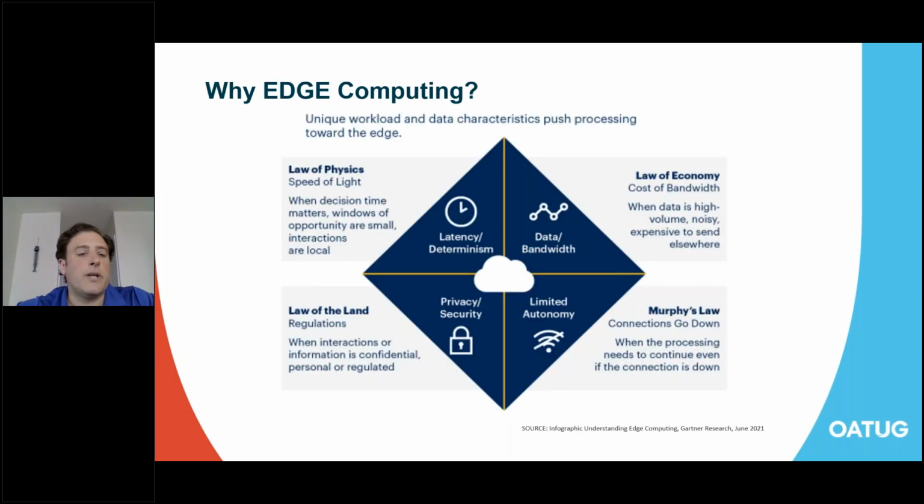So why do companies utilize edge computing? So there's 4 really significant reasons. Law of physics. So when you talk about needing real-time calculations where latency will actually play a significant role in the experience of the end user, or in some type of system automation.